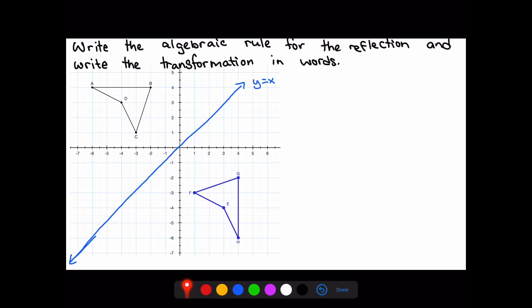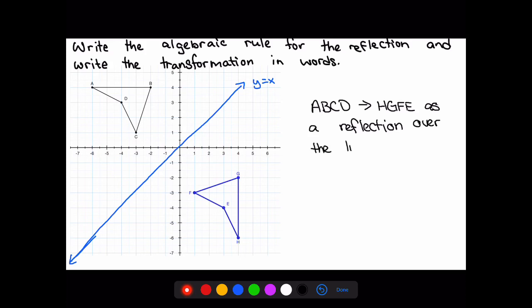So we need to write this in words and write the algebraic rule. Now in words, it'd just be ABCD maps onto, that's what the arrow's for, maps onto HGFE as a reflection over the line y equals x, which we can see right up here.